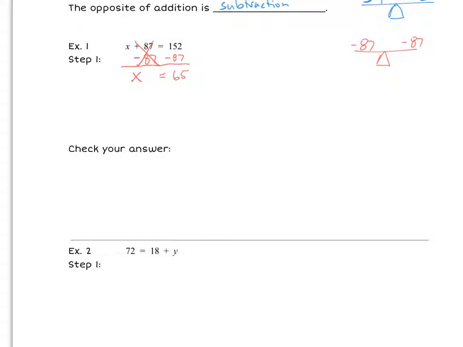We need to check that. So I'm going to write down what you're going to do to check. You're going to write it down in your notes. On your homework, you can just do it on your calculator. So to check my answer, I'm going to take my original equation, which is x plus 87 equals 152. And I'm going to take my 65, because we say that's the same as x, and I'm going to put it in for the x value. So on your calculator, type in 65 plus 87 and see, do you get 152?